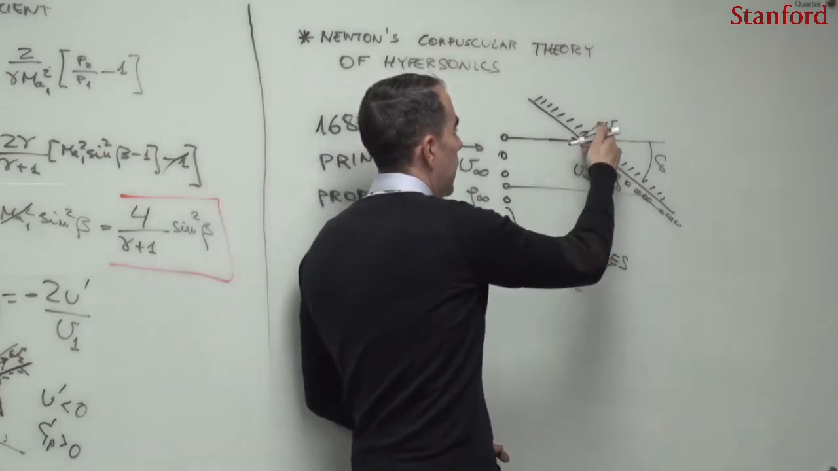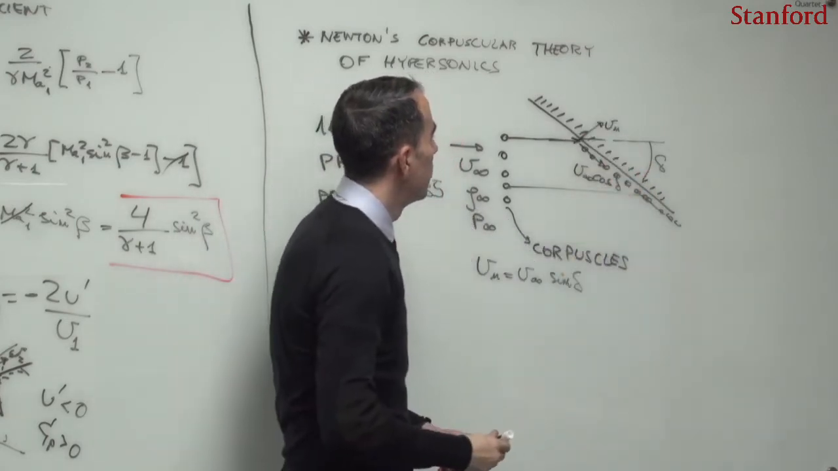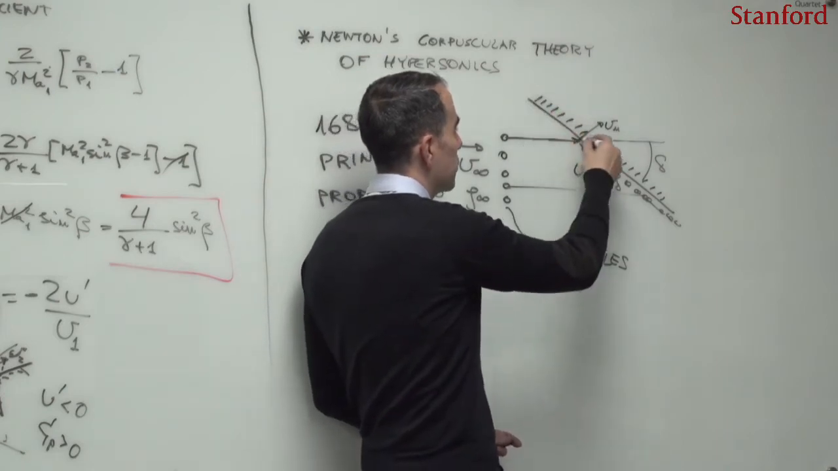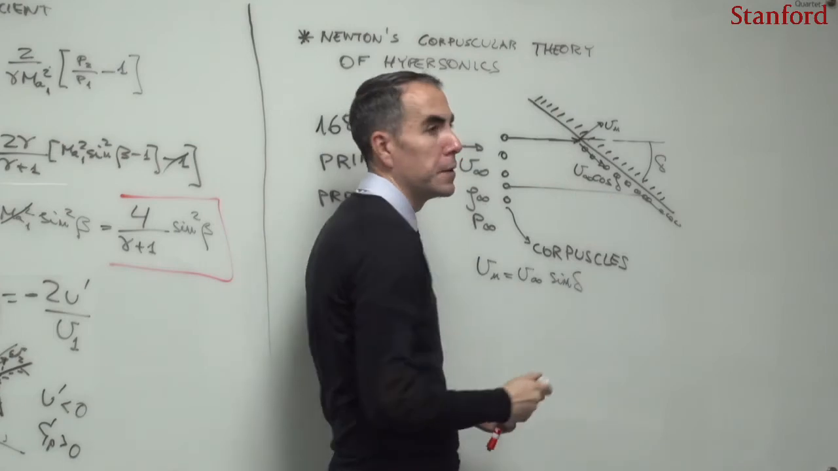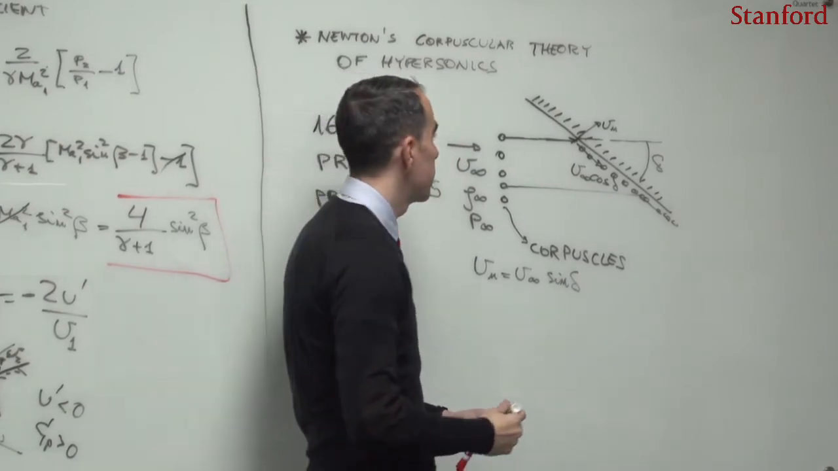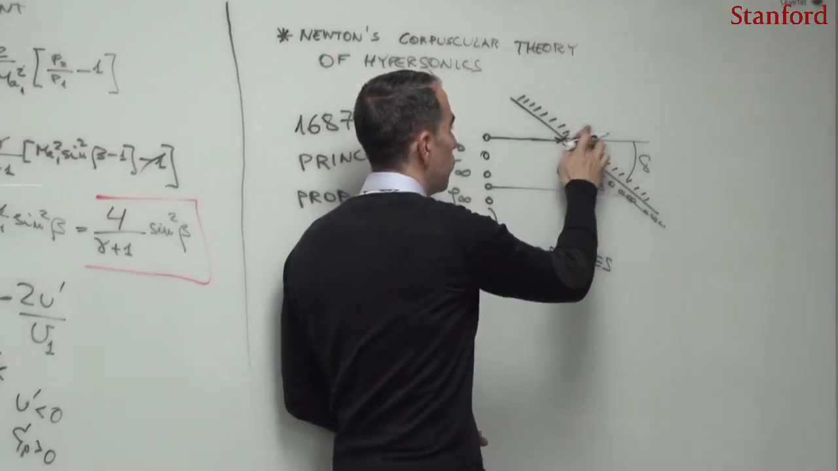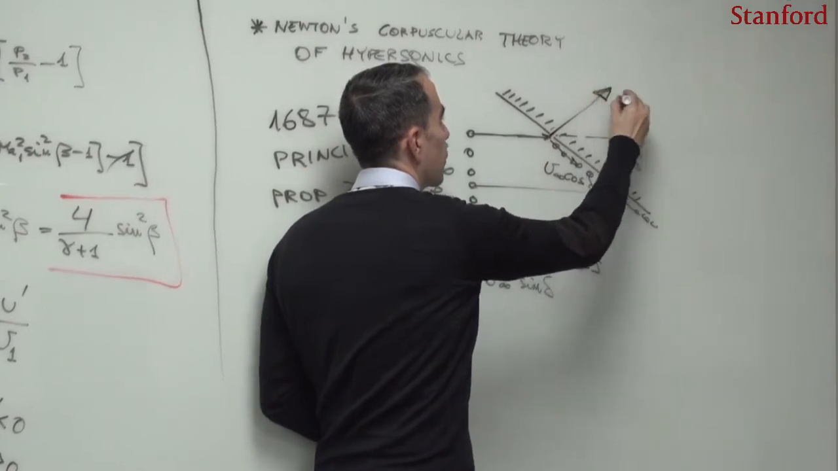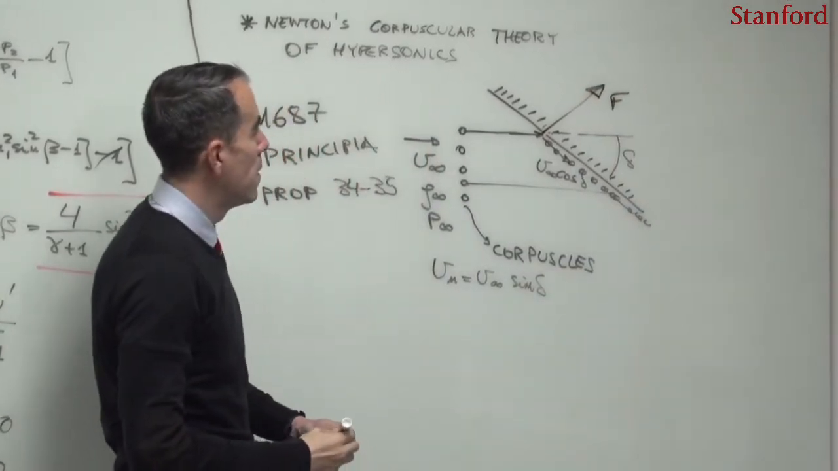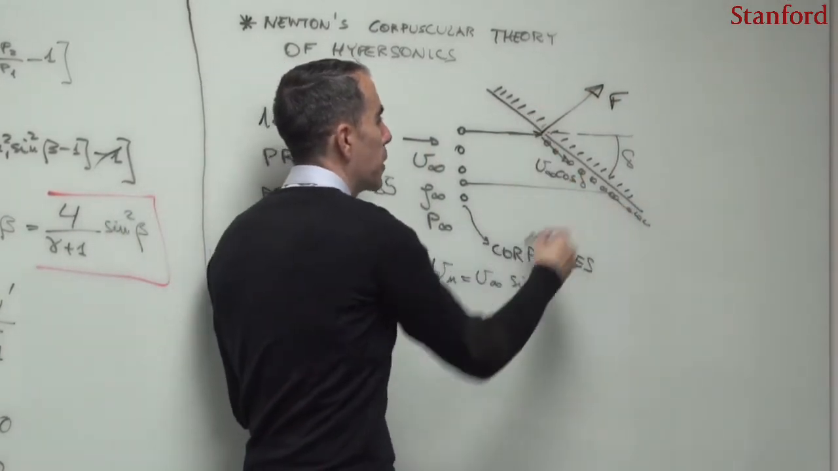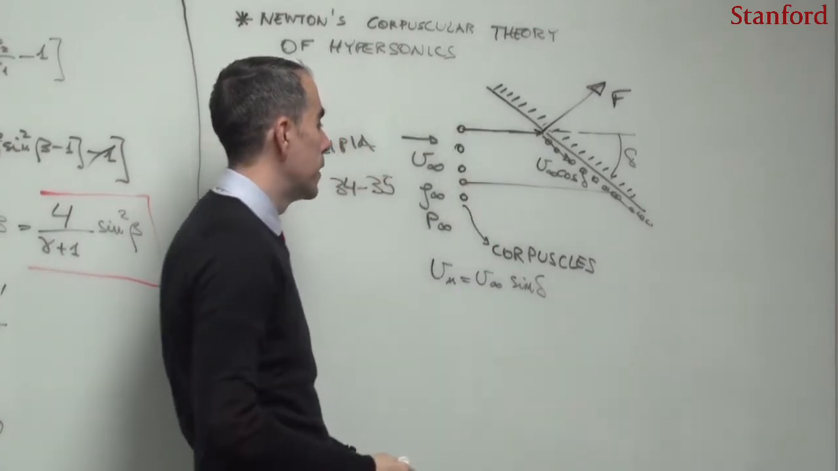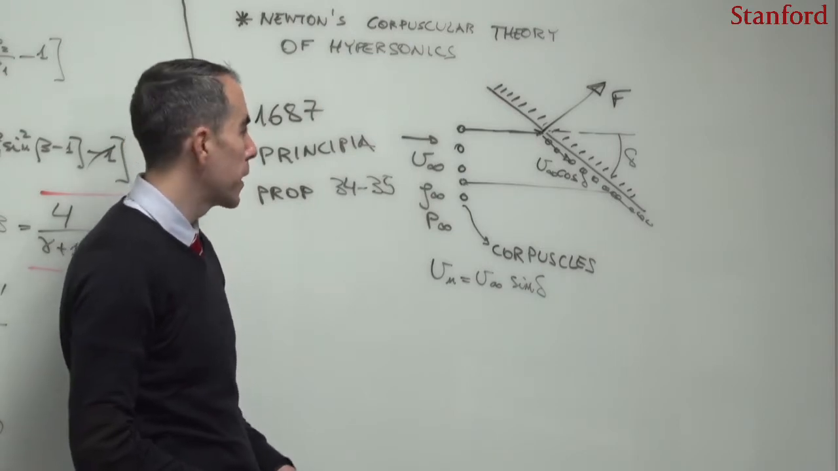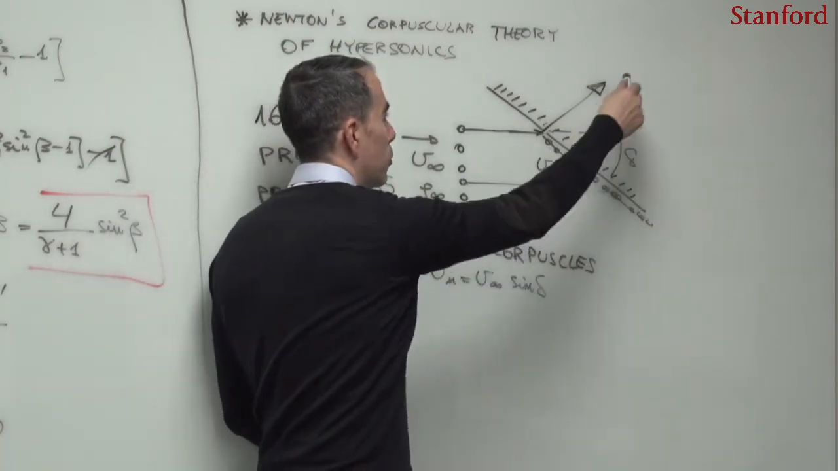The fact that these corpuscles are giving away their normal momentum to the surface obviously creates a force on the surface, and this force will go in this direction. So it is upon inelastic collision that the collection of all these corpuscles that were the constituents of the gas are going to generate a force.